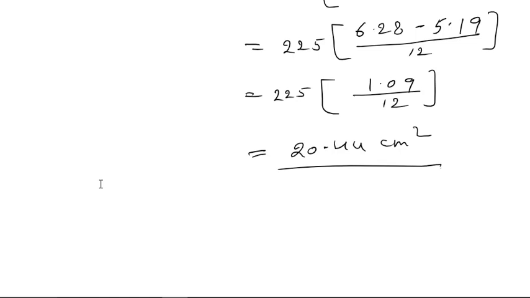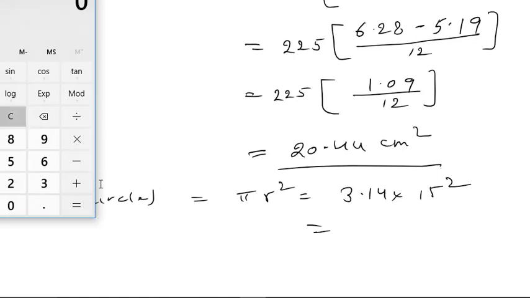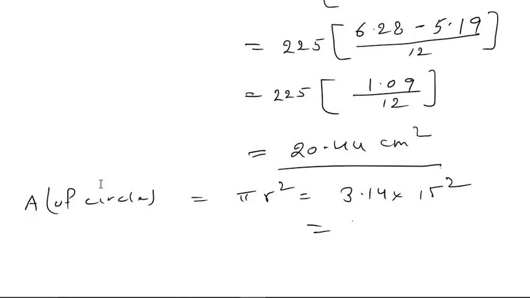Now area of circle. Area of circle is pi r square, that is 3.14 into value of r is 15. So 3.14 into 15 into 15. The result is 706.15.